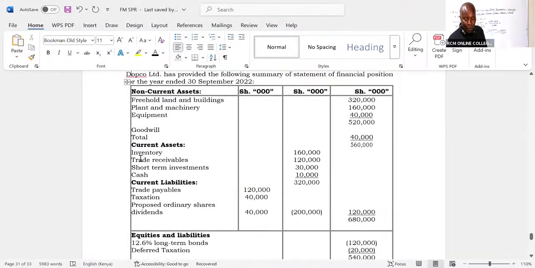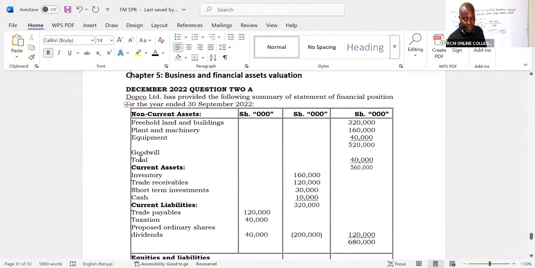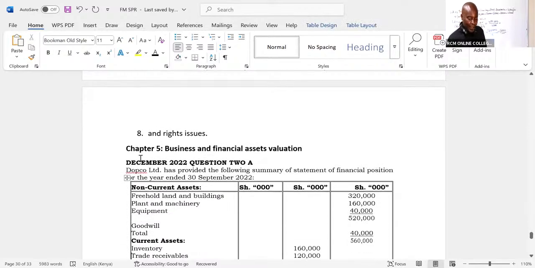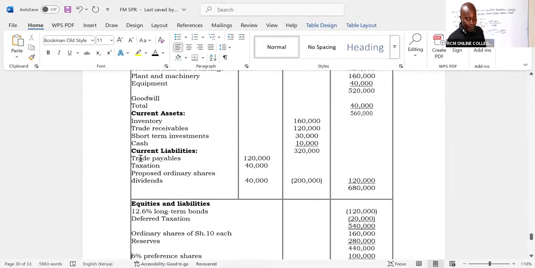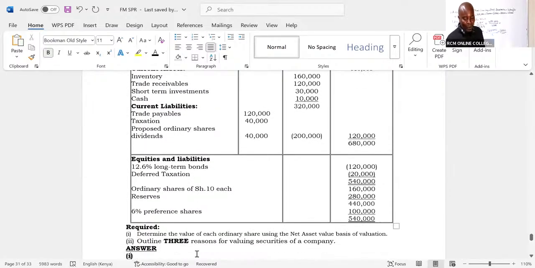This examiner wanted you to mention why it is important for a business to value its shares, value its assets. If you look at part B of this question, outline 3 reasons for valuing securities of a company. I would want to value securities of a company, ladies and gentlemen, for purposes of mergers and acquisitions. 2 companies would want to merge. They can't just merge haphazardly. They would want you to come in as a valuer and attach a value to the shares.